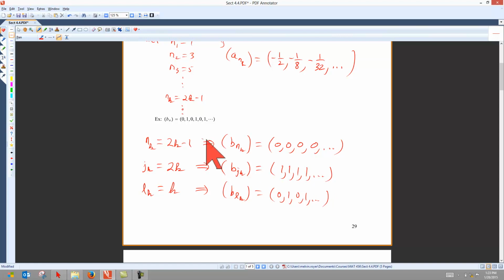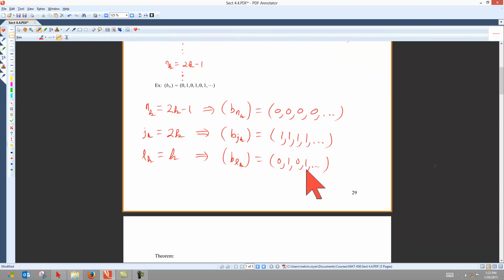In terms of convergence and divergence, notice that the original sequence b sub n diverges. It just bounces back and forth between 0 and 1. But b sub n sub k, this subsequence, clearly converges to 0, and b sub j sub k, this subsequence, clearly converges to 1. So there's some relationships going on here about when sequences converge and when subsequences converge and when they don't.